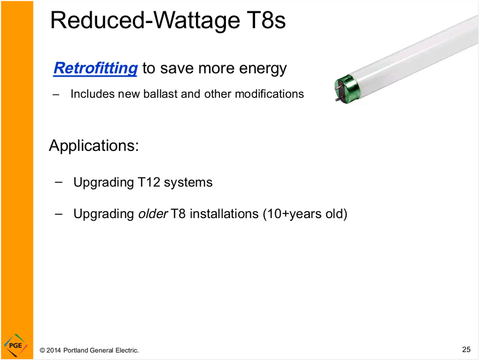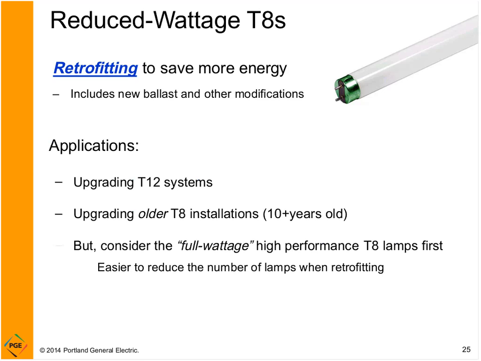And you might want to consider a retrofit with reduced wattage if your T8 installation is older. The ballasts are nearing end of life, and it's time for a total change. So existing T8 systems, they can qualify for Energy Trust incentives if you also use a reduced wattage electronic ballast. But I like to look at the full wattage T8, the 32-watt lamps first, because it's easier to reduce the number of lamps when retrofitting.